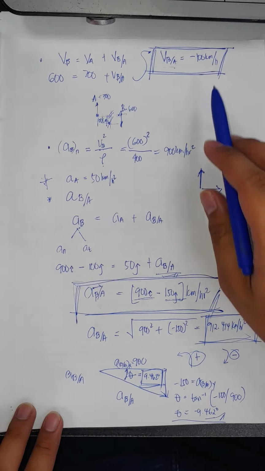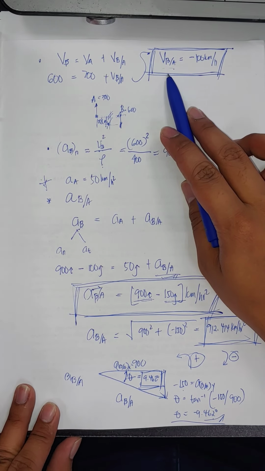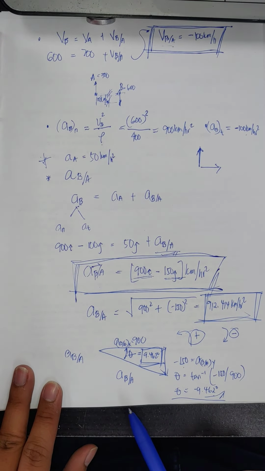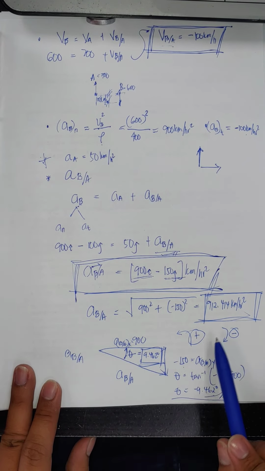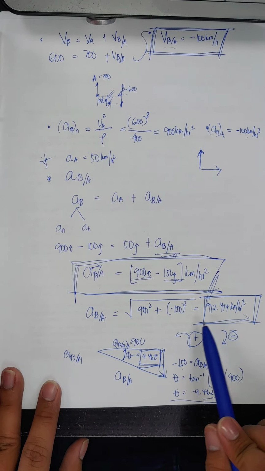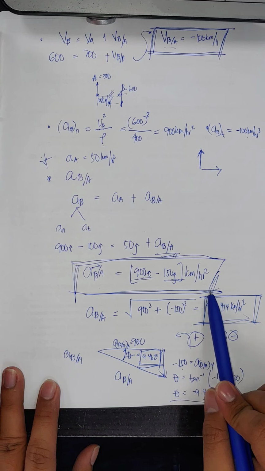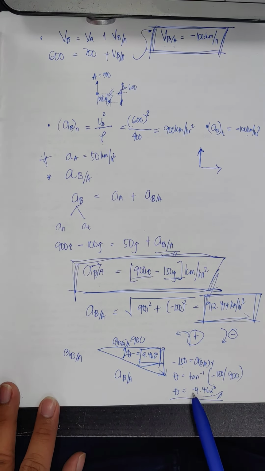So this is our velocity of B relative to A, and then our acceleration of B, this one, relative to A. So, muna yung magnitude, and then this is the vector quantity of A. And this is the direction.